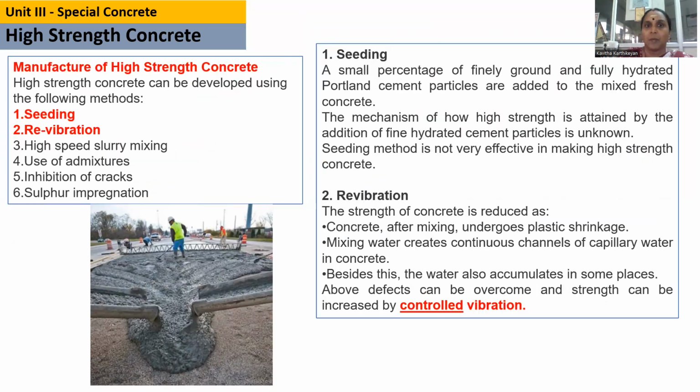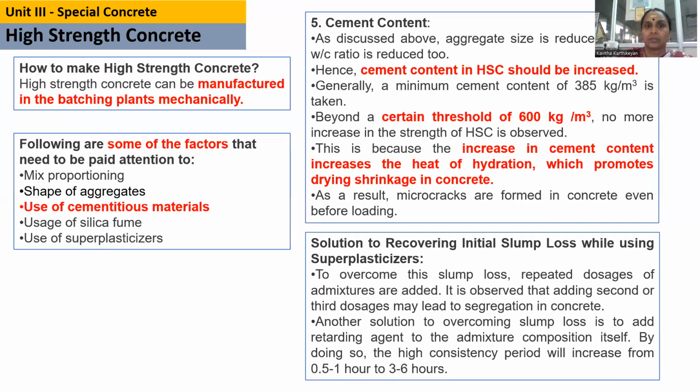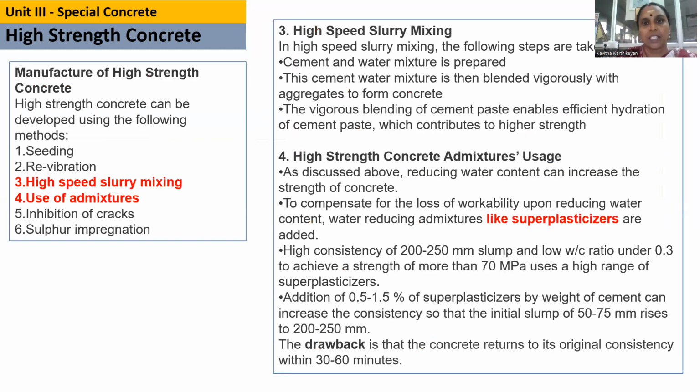Next is high-speed slurry mixing. In this, we make the cement and water mixture into slurry. Then it is blended vigorously with the aggregate to form the concrete. Vigorous blending of cement paste enables efficient hydration of the cement. So this is another method, mixing the cement and water slurry at high speed, vigorously, so that the entire concrete contributes to a higher strength.